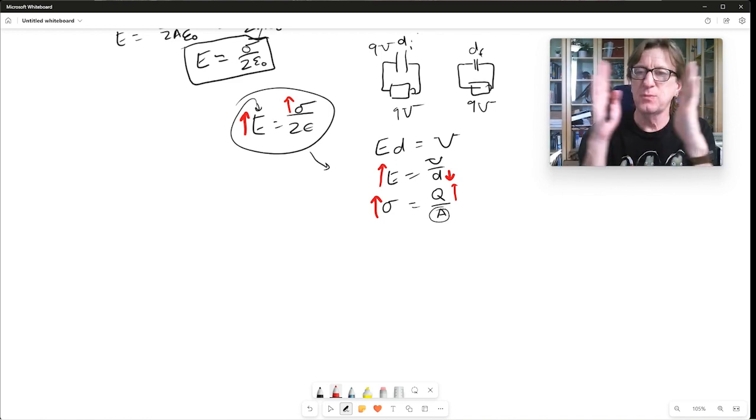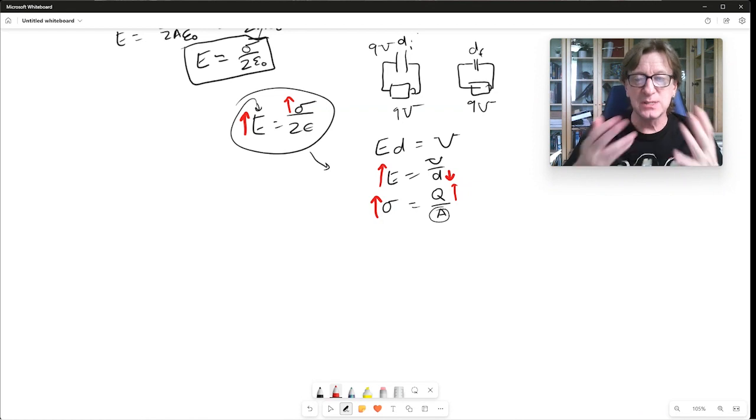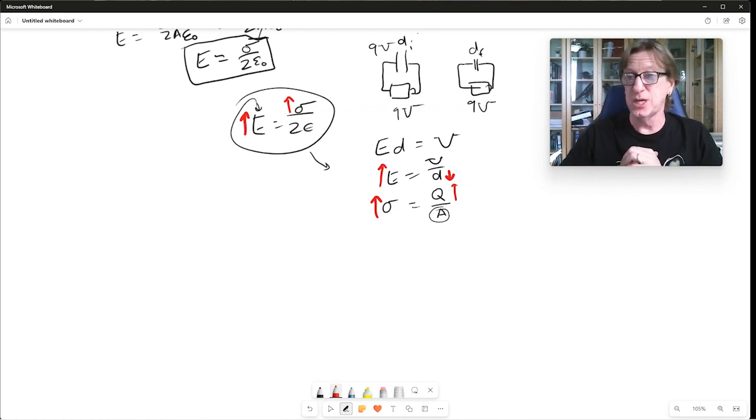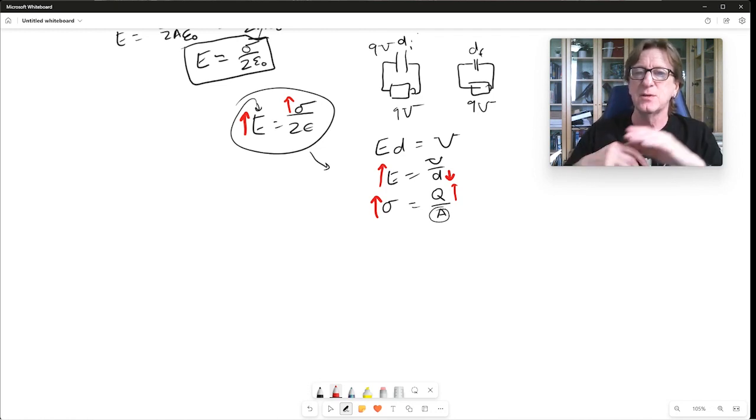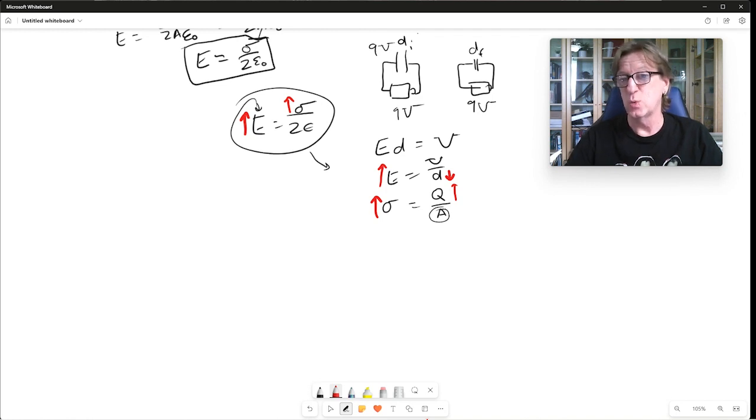We pushed the plates closer together. Because they were still connected to the battery, the voltage didn't change. We looked back in our notes and said, I know that the electric field for a capacitor, don't get confused, this is for a plate, one of the plates. For a capacitor, I have E times D, the electric field times the distance between them, is the voltage. If the voltage doesn't change, and the distance between them went down, then the electric field between these plates has to go up.